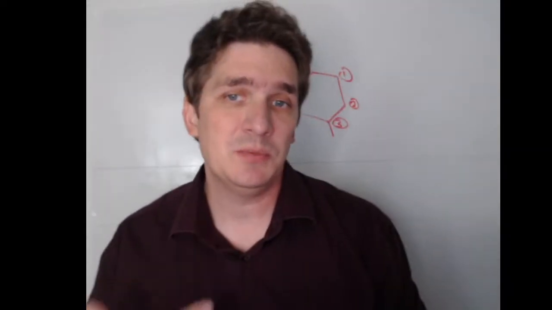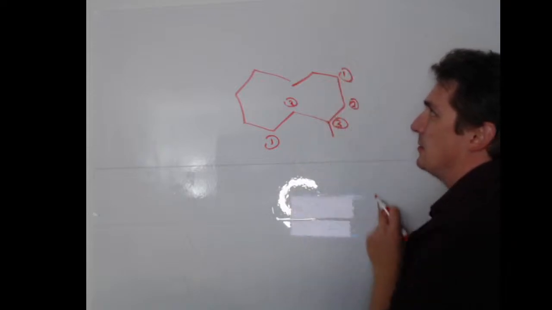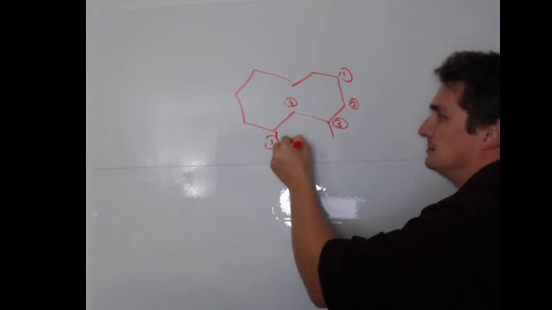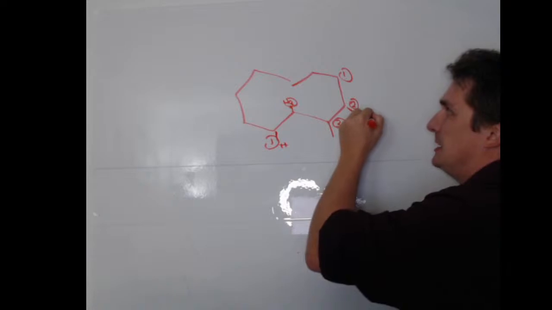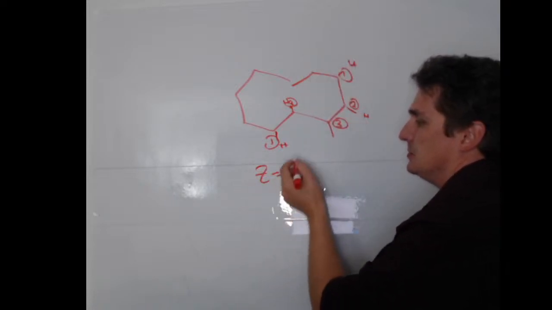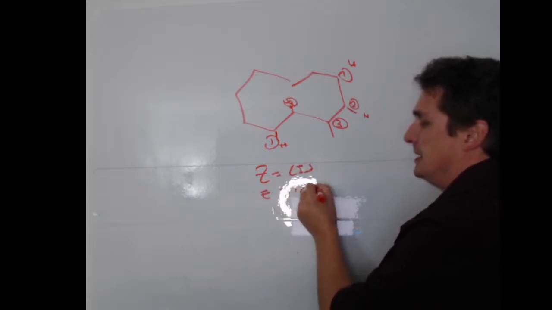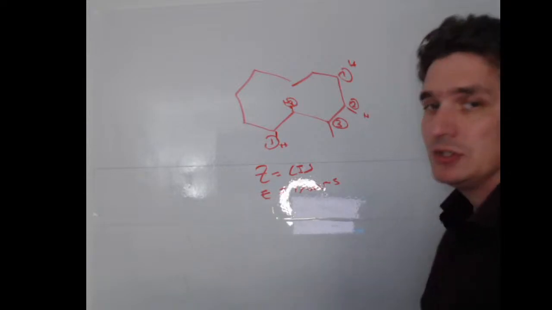So the question is, which of them would make them E or Z? Well, the thing is that on both of these, we have hydrogen, which will end up taking the lowest priority on both sides. So really what we're saying here is that Z equals cis and E equals trans. Now the thing is, this is not always true.